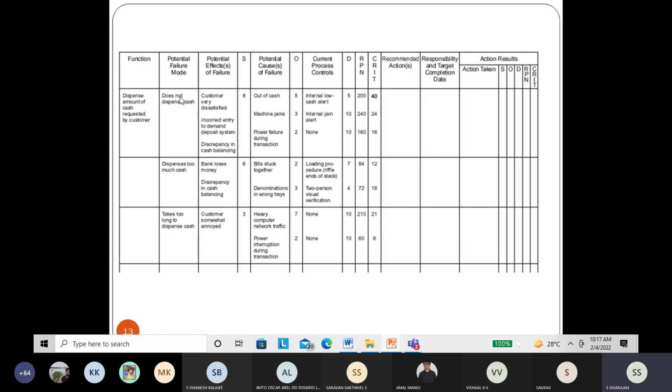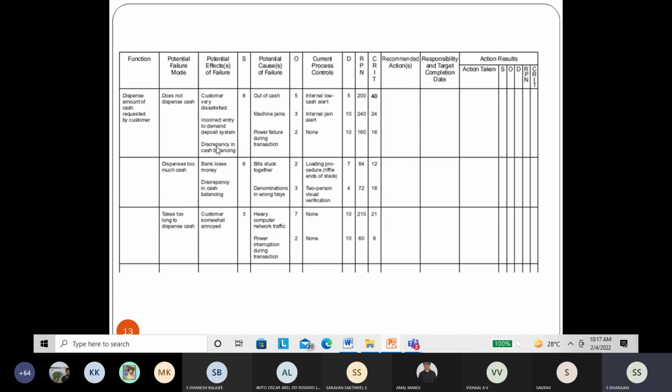So for each failure mode, we are finding what the effects are, whereas in the cause and effect diagram, only for one effect we are finding the causes. So here, for each failure mode, in this case there are 3 effects. If it is not dispensing cash, the customer will be very dissatisfied.